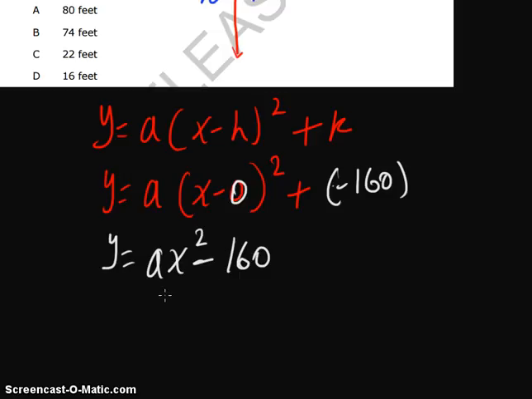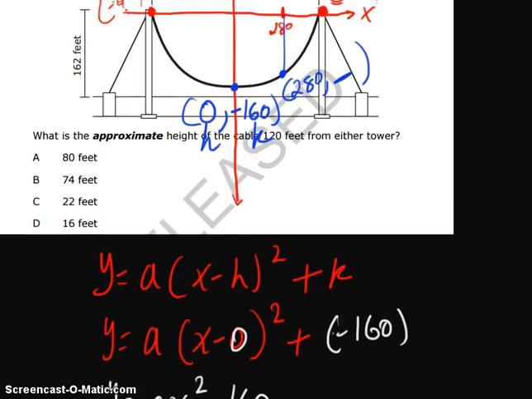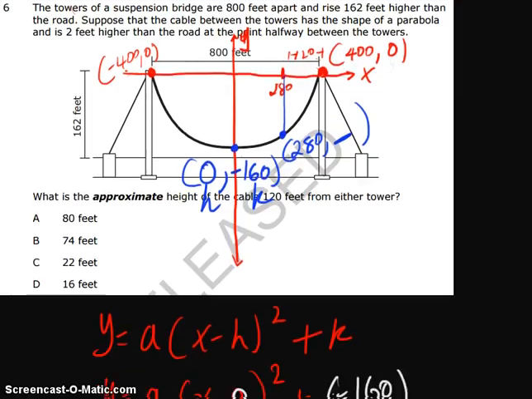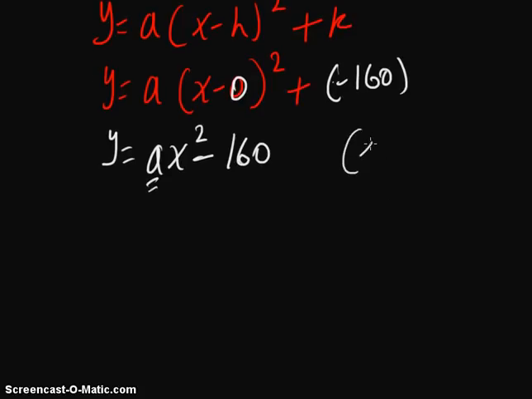So when we simplify this, we get something like y equals ax squared minus 160. The only thing left here is to find what a is. Remember, we do know one point on this curve, which is this point or that point. We can either use this x or y. So let's go ahead and use 400, 0. I'm going to use 400 comma 0, so 400 is x and y is 0.